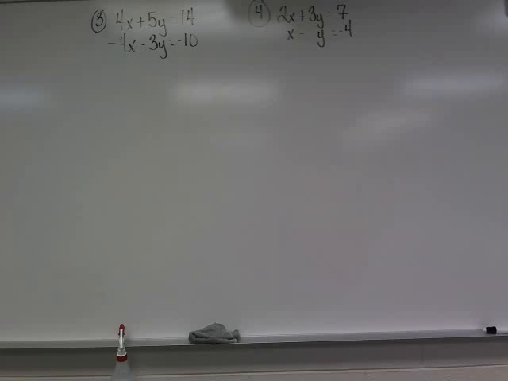This is the homework helper for the 8th grade elimination method worksheet. We'll take a look at questions 3 and 4. Let's start with number 3. We've got 4x plus 5y equals 14 and negative 4x minus 3y equals negative 10.